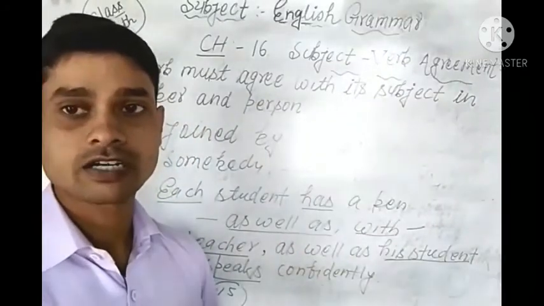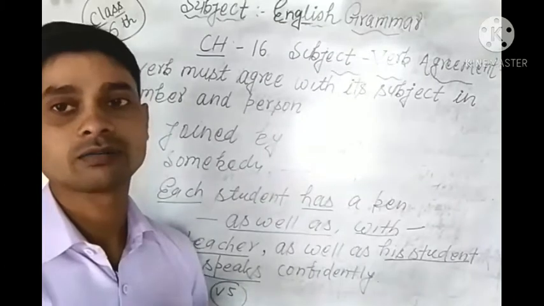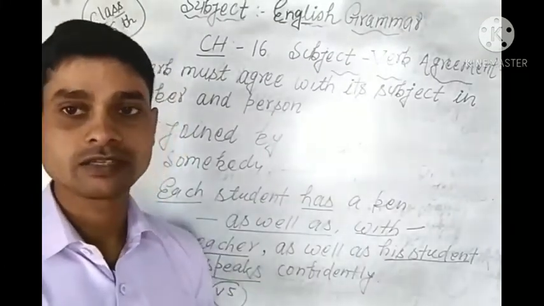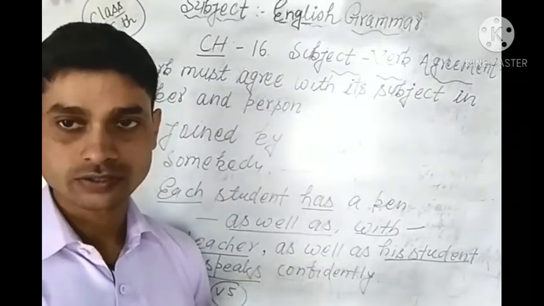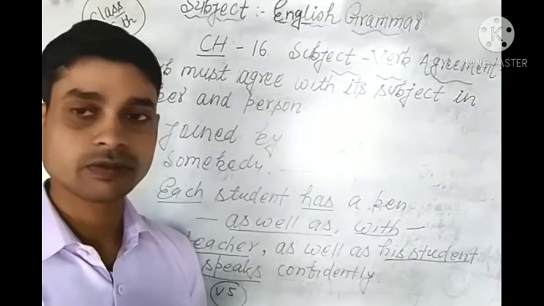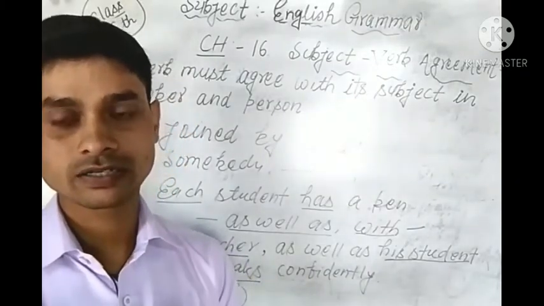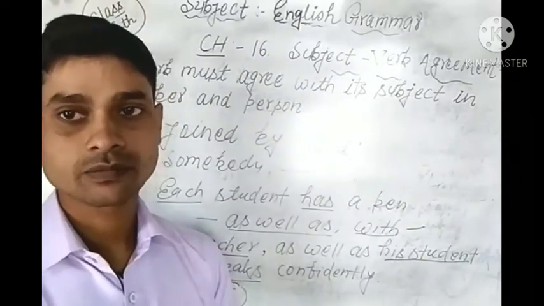Okay, there are some other formulas. If two nouns are joined by or, nor, then after that the verb would be singular. Okay students, there are other formulas. If two nouns are joined by either or, neither nor, then we look at the nearest noun, and we use the verb according to the nearest noun.